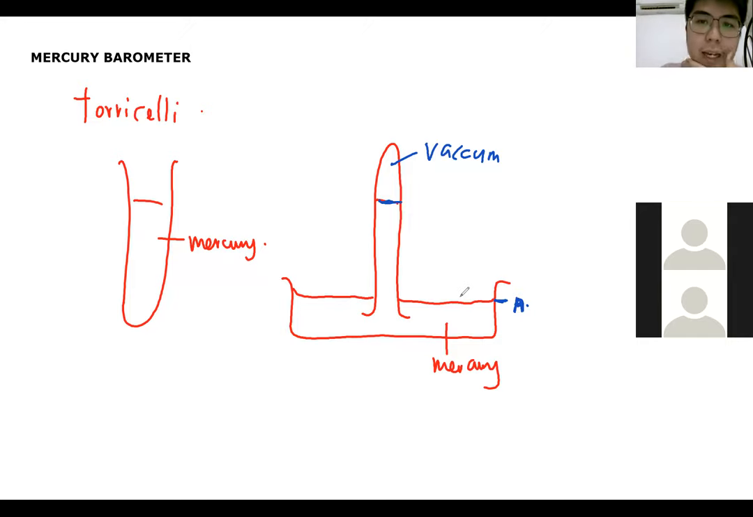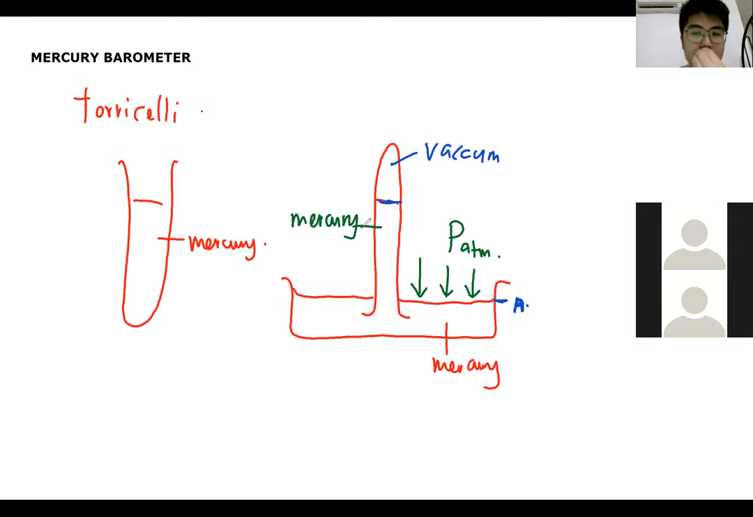So what happened is that at the same time, the air pressure is also acting at the surface of the mercury. This is what we call the ATM, the atmospheric pressure. It's pressing down the surface, preventing the level of the mercury from rising. So if the atmospheric pressure prevents the level of the mercury from rising, meaning that this mercury inside cannot flow out. Okay, it remains at this level.